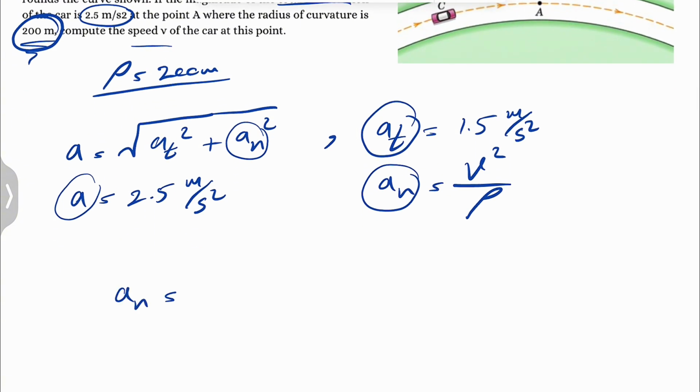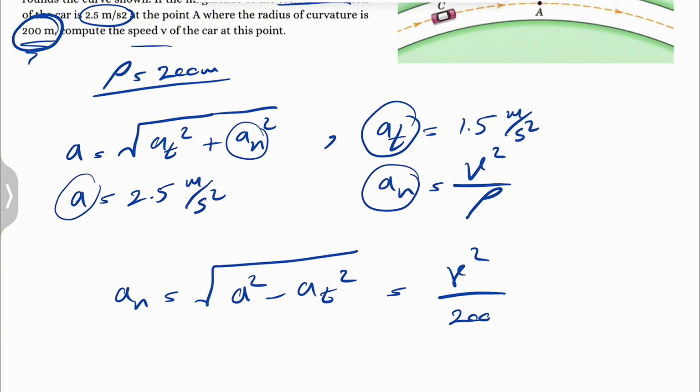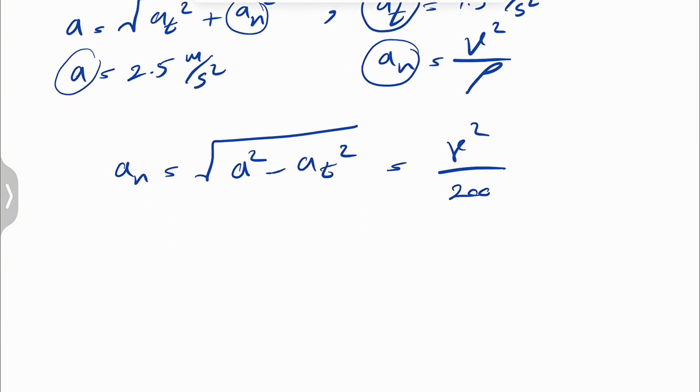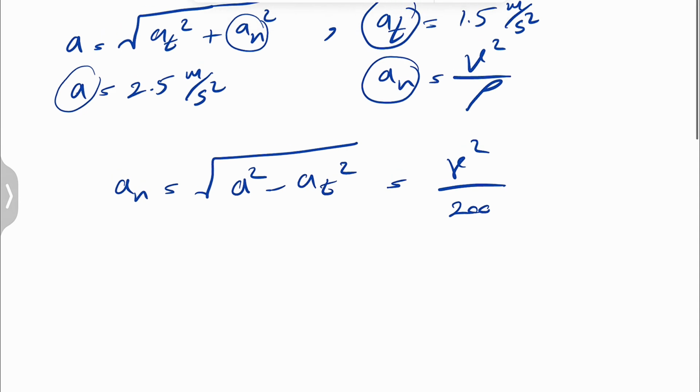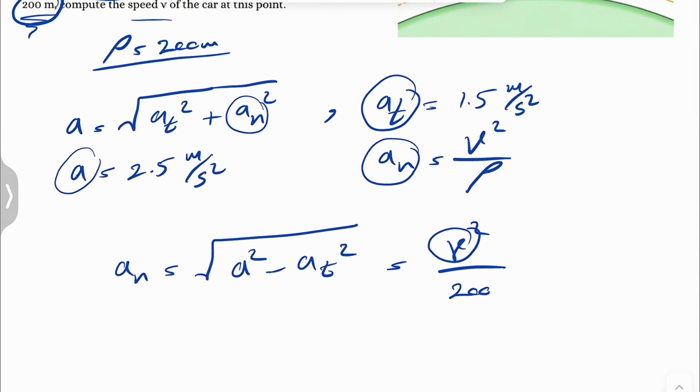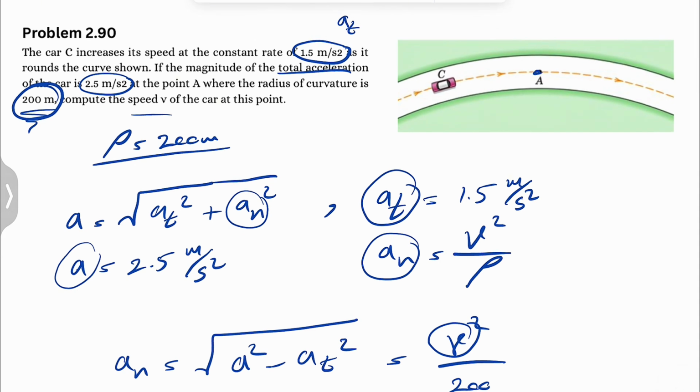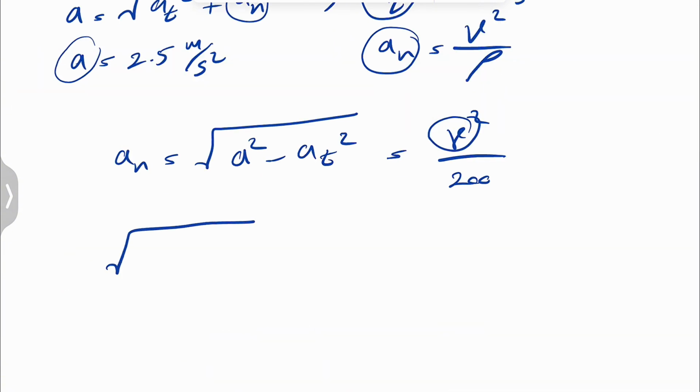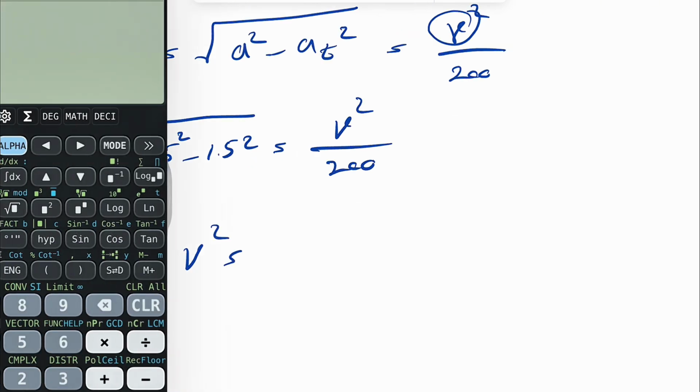So a_n simply would be the square root of a squared minus a_t squared, and this will be equal to v squared over the radius of curvature, which is 200 meters, and that should give us the velocity or the speed that we're looking for. Keep in mind that this speed is always at the point that we are considering. So in this specific problem, we have point A. All right, so let's just plug in the numbers. 2.5 squared minus 1.5 squared is going to be v squared over 200. So our v squared would be basically 200 times that.